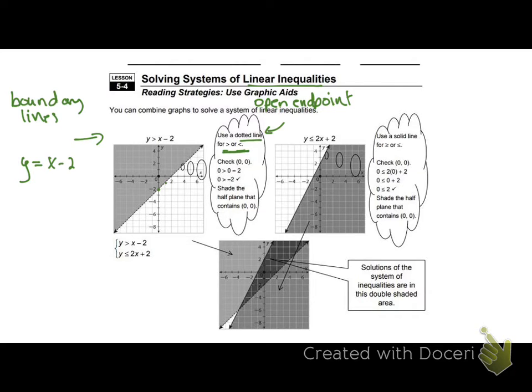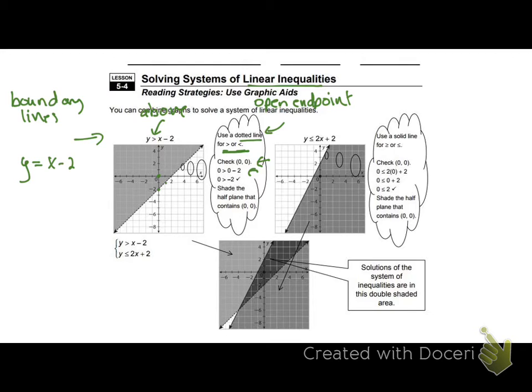Now, notice it's more than just a line, it's actual shading. Notice that they have shaded above the dotted line. They shaded above the dotted line because it was greater than. But we can always check that. So here is our check right here. We are going to check our point 0, 0. We're going to actually put it into this equation, which is what they're doing here.